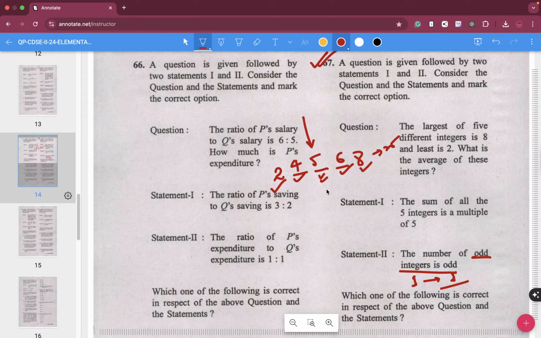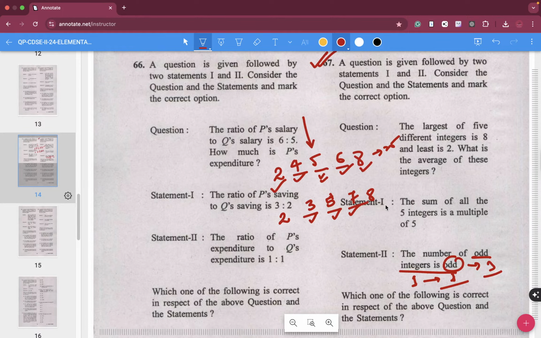But now hold on. It is saying 2 and 8 are the smallest and the biggest ones. Can I simply take these two numbers as 5 and 7? In that case also, what is the number of odd integers? The number of odd integers is 3, which is odd.